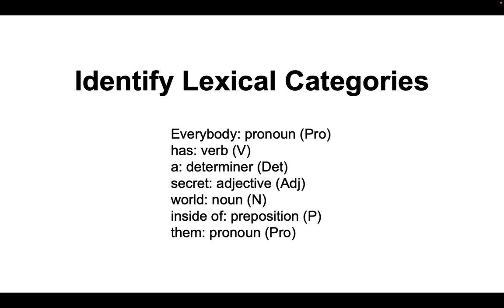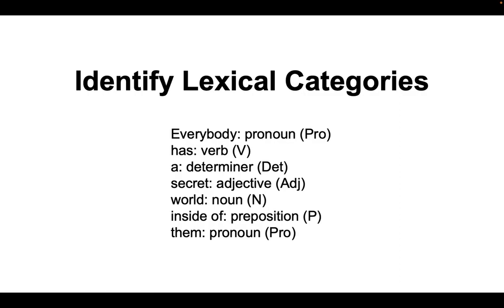Okay, so let's start with everybody. The first word is a pronoun. And we abbreviate that as PRO. Has is a verb, and we abbreviate that as just the letter V. A is a determiner, and that's a category of words that includes articles like the and It also includes pronouns like that or these. A few different kinds of words can be determiners, so we categorize it as a determiner, and that is abbreviated as DET.